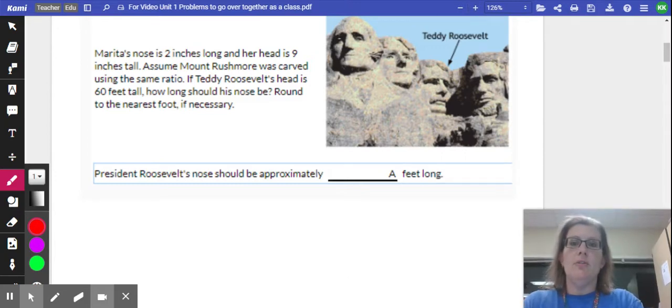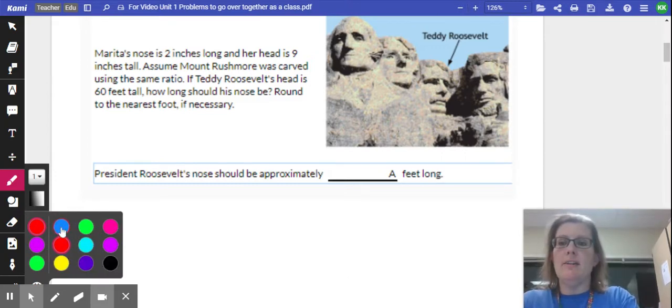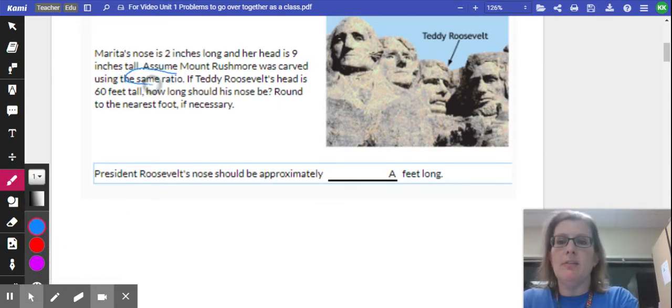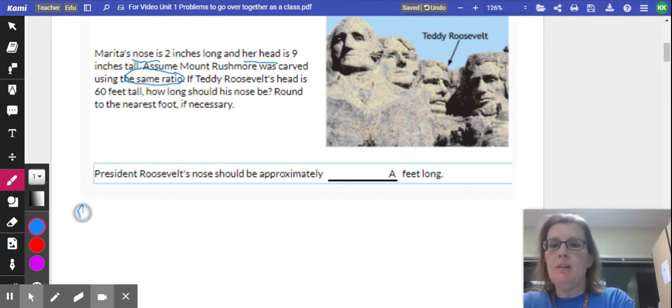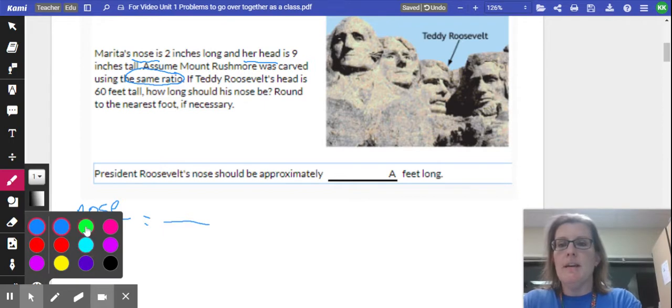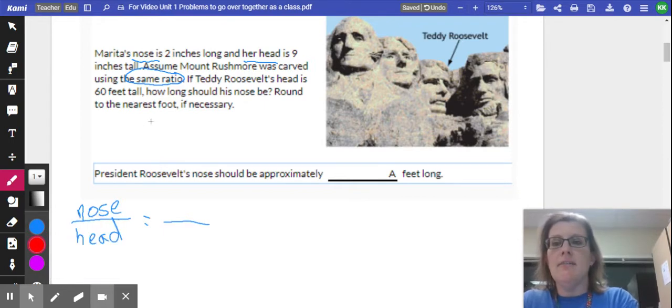So in this question, they didn't really give us a ratio that they said you have to use, but they said to use the same ratio. So I'm going to look at her ratio of her nose to her head. In this problem, I always write down my words first to keep myself organized. So we're looking at the ratio of the nose of the girl and the statue to the head of the girl and the statue.